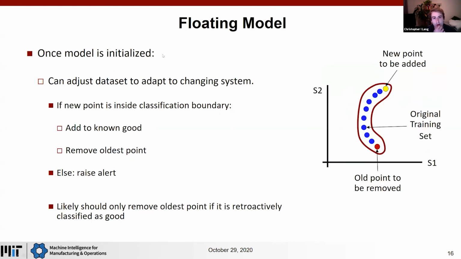So what I ended up doing was using this floating model idea, where after you initialize a model, you can adjust the data set in order to adapt to the changing system. It's pretty simple. When a new point comes in, if it is within this classification boundary, you can add it to the known good points, and likely remove the oldest point, just to keep the data size from blowing up. And if it is not within this classification boundary, you raise an alert and you don't add it to the known good set.